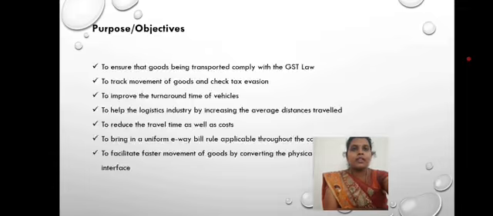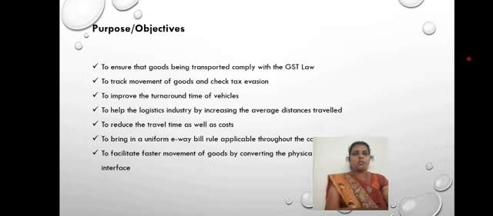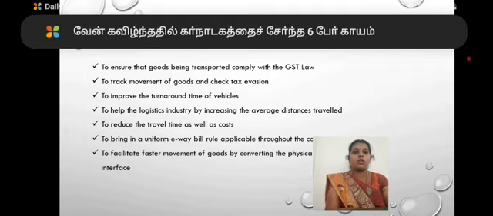Next, purpose or objectives. For what purpose should the E-way bill be created? What is the main reason to create the E-way bill? First, to ensure the goods are being transported. Second, to track the movement of goods. That means you can track your goods from where they are going, and it should also avoid tax evasion.